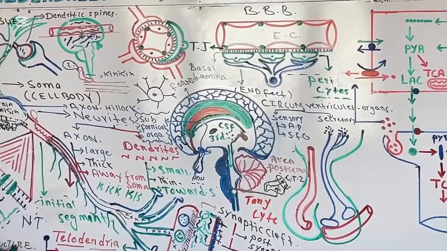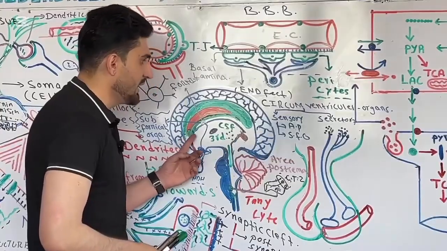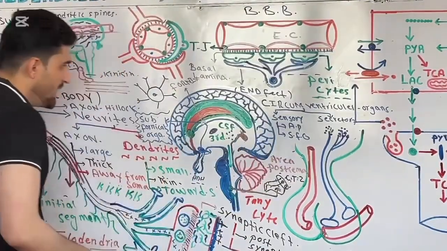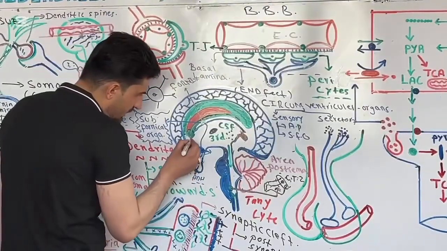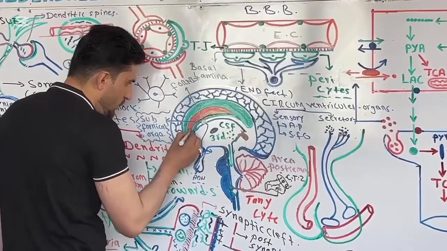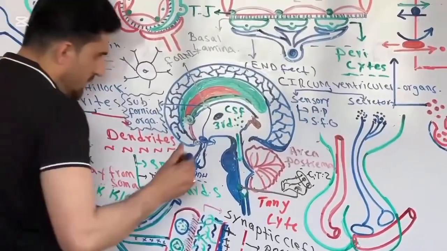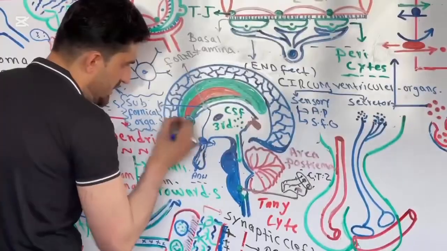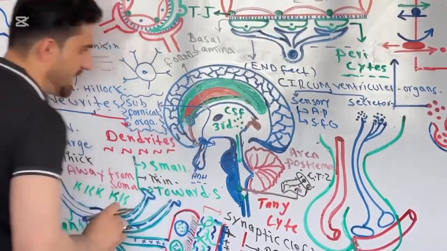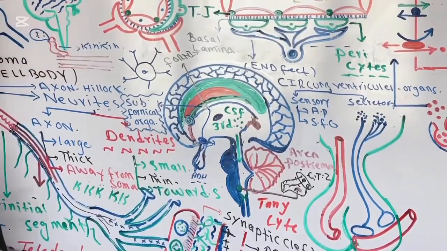The third circumventricular organ is also sensory. Where is its location? Here, this anterior wall. Here we have the mammillary body. Here we have the anterior commissure. Between these two areas, this area is called the lamina terminalis. This red area is called the lamina terminalis, okay.